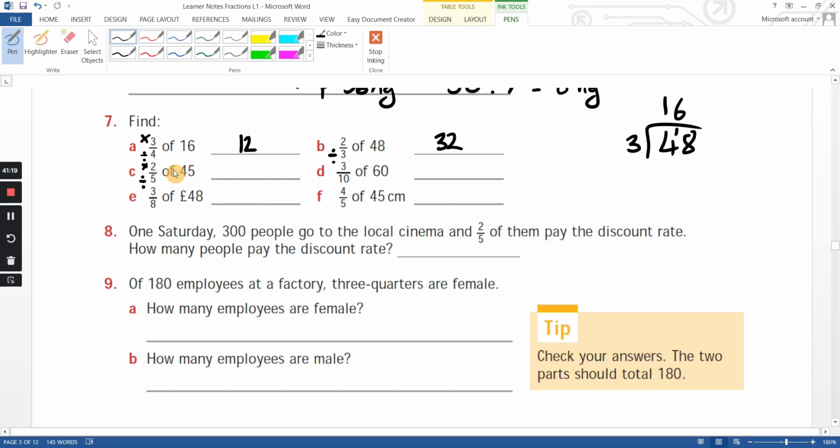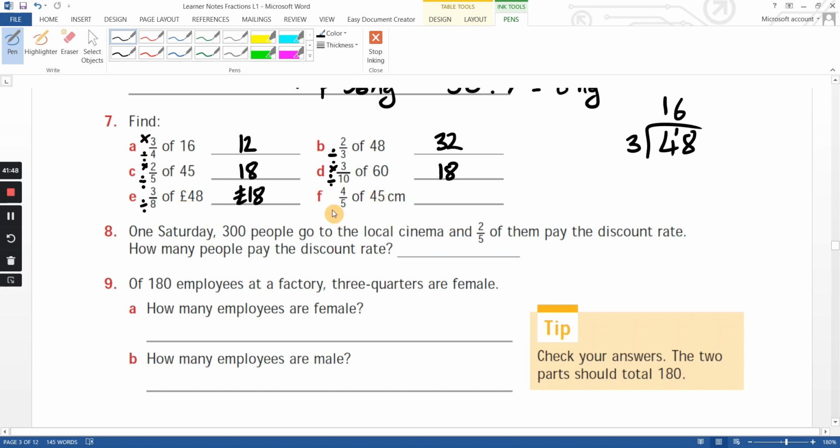How many 5s go into 45? 9 times by 2 is 18. And how many 10s go into 60? That's 6 times by 3, 18. How many 8s go into 48? That is 6. Times 3 is £18. Yep, don't forget the pounds in this case because this is in pounds.